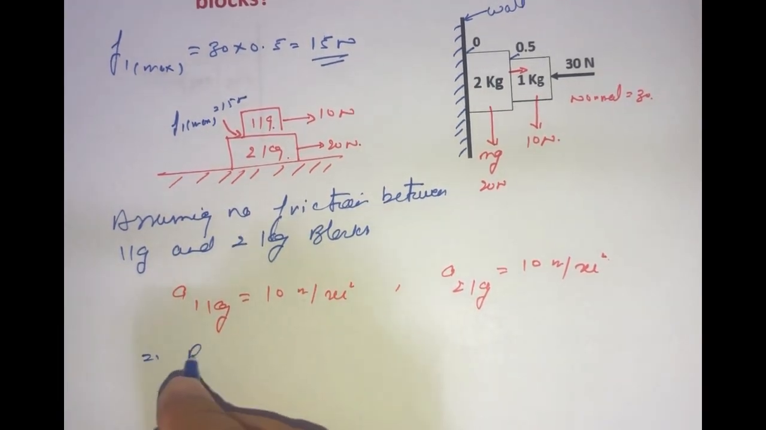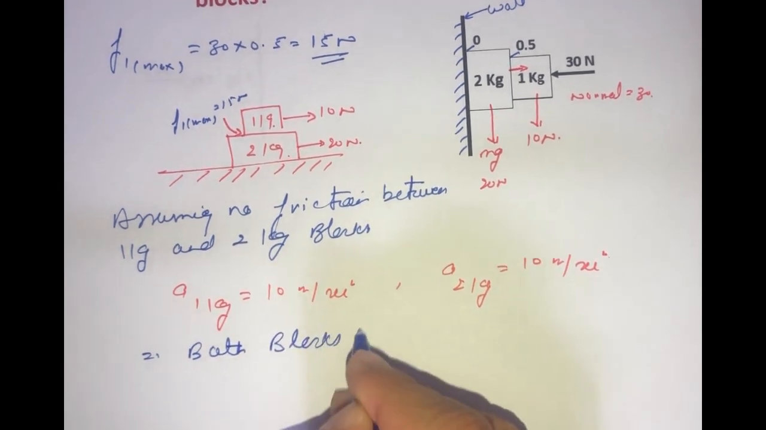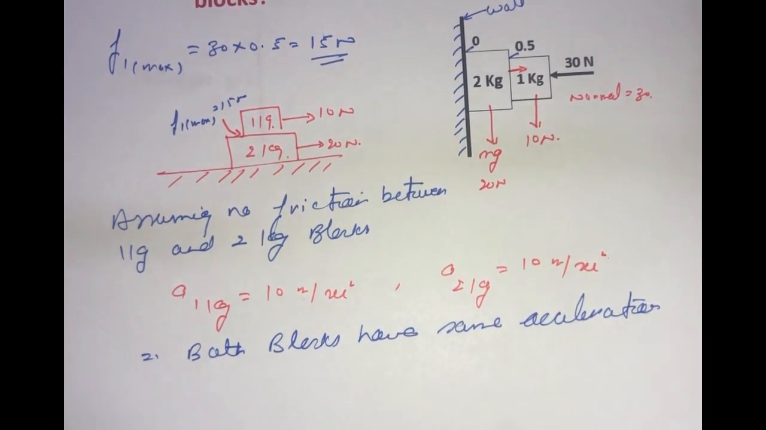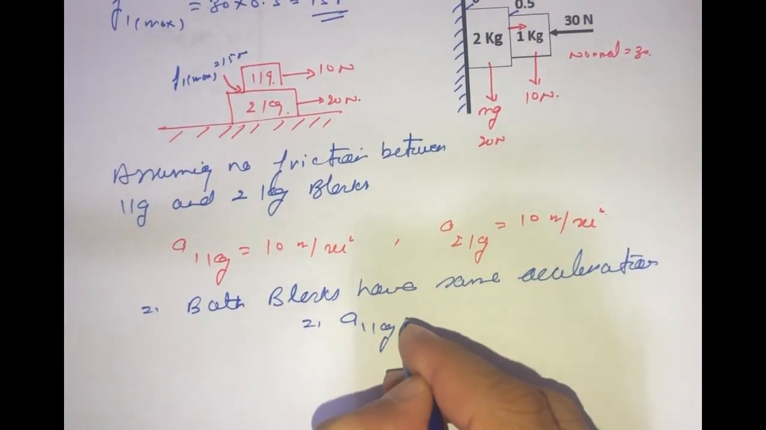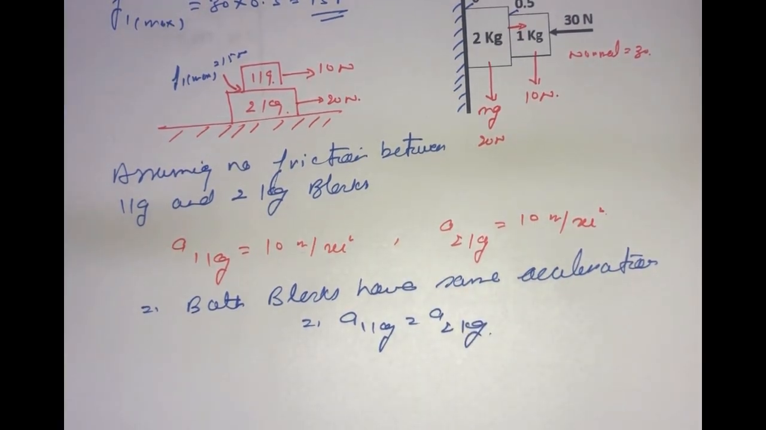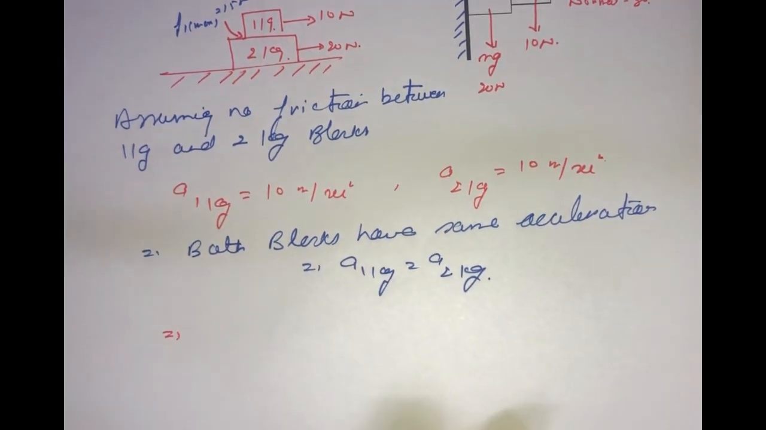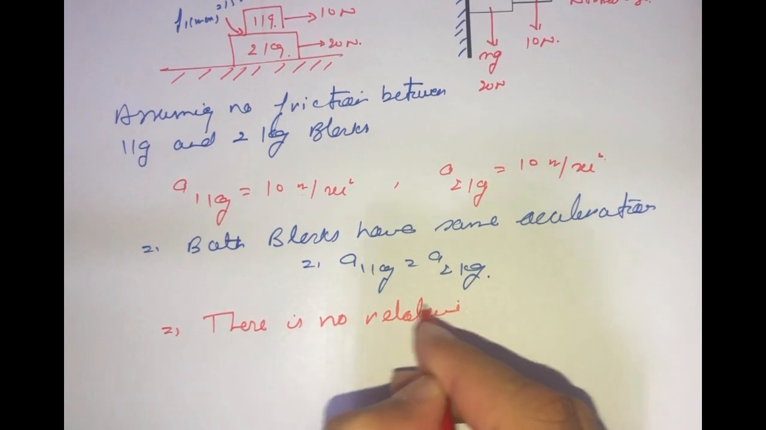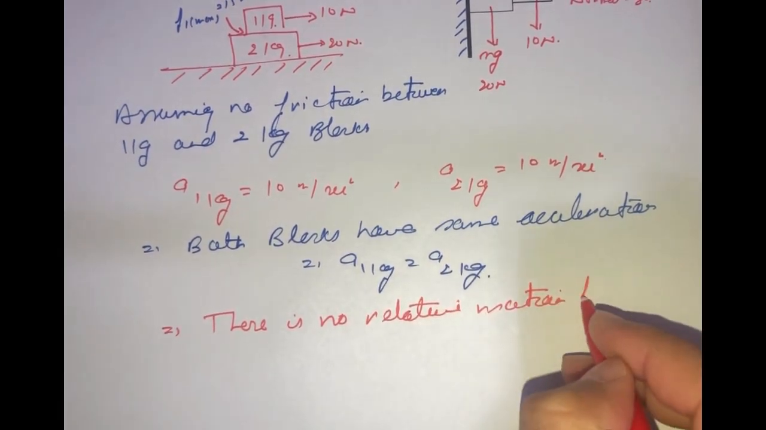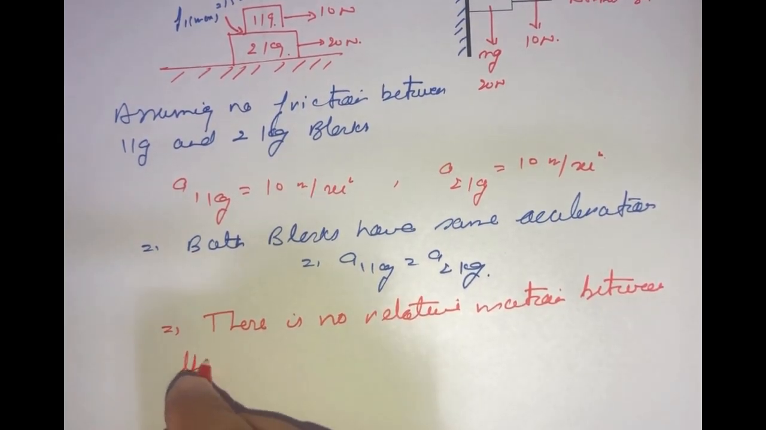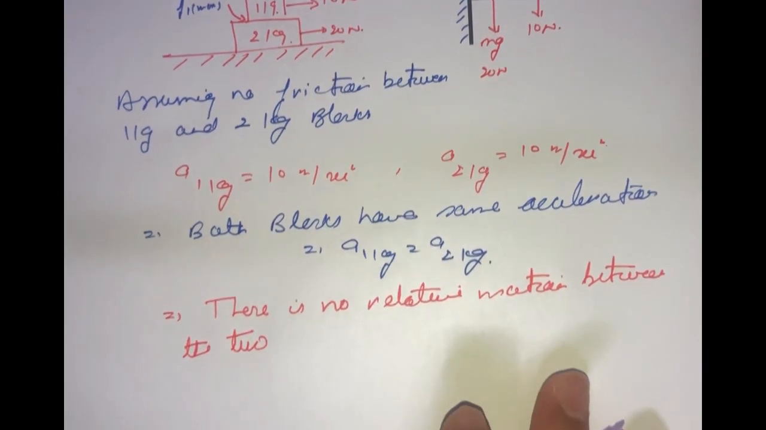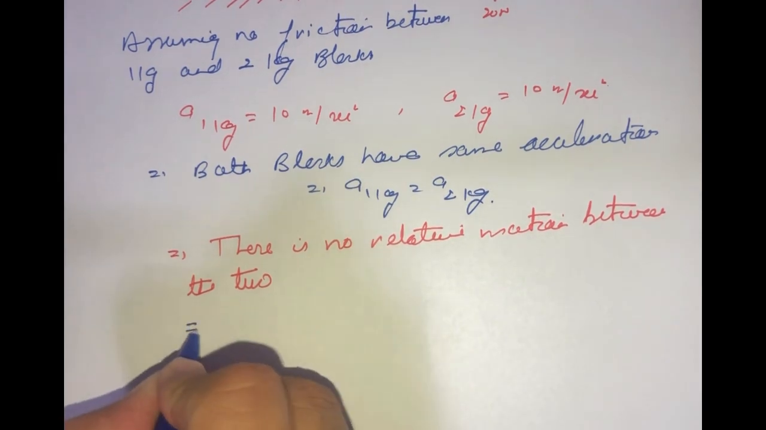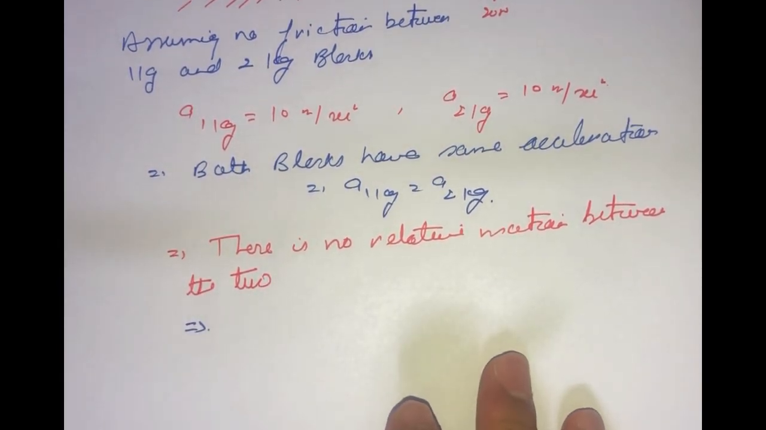So both blocks have the same acceleration, basically, which means a1 kg is equal to a2 kg, or this can also be concluded that there is no relative motion between the two. So there is no relative motion between the two, and we can also say that they will be moving together.